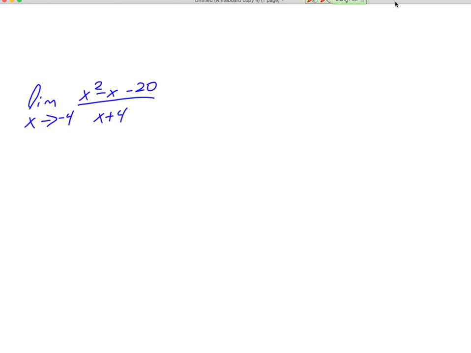Alright. Limit as x approaches negative 4 of x squared minus x minus 20 over x plus 4. Number one rule in finding a limit is plug in. So let's see what happens this time. 16 plus 4 minus 20, and negative 4 plus 4. What happens this time?